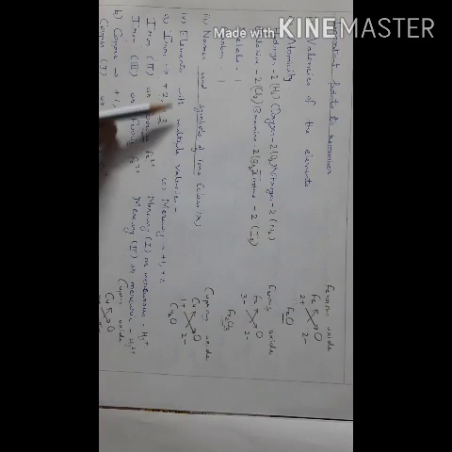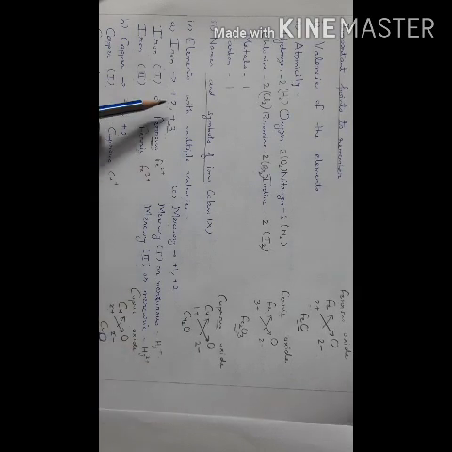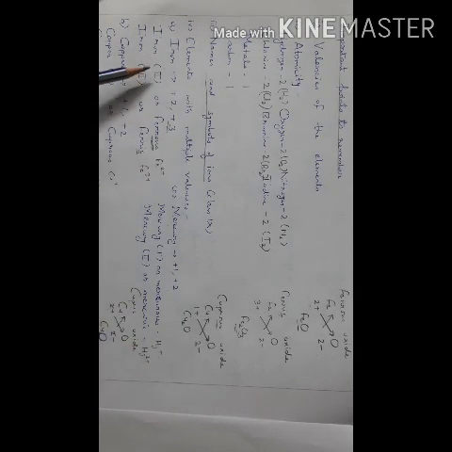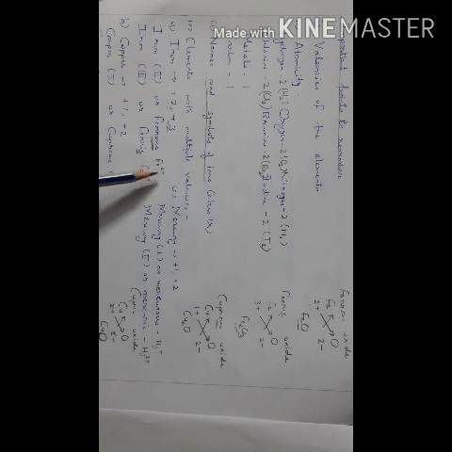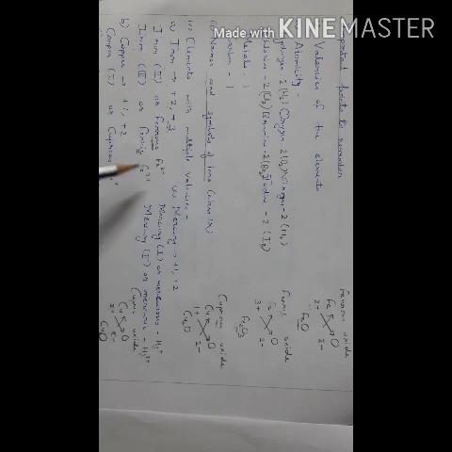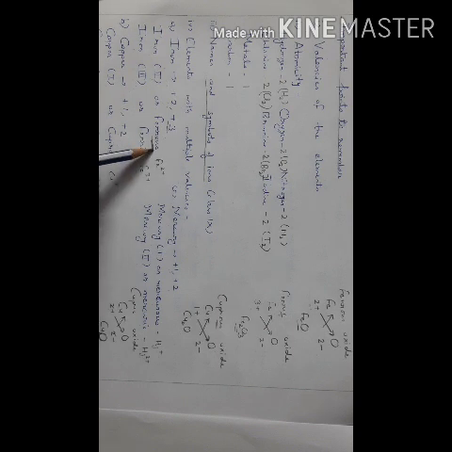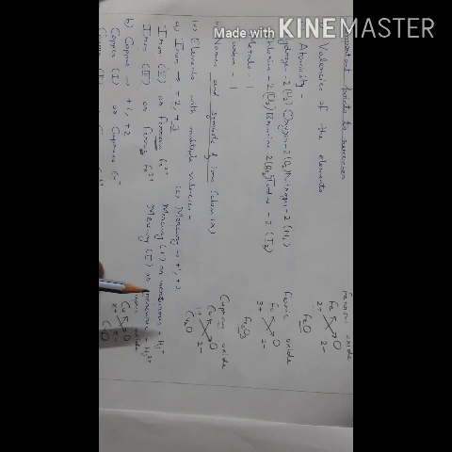There are certain elements which show multiple valencies. For example, iron shows the multiple valencies +2 and +3. When it shows a valency +2, we can write it down as iron 2, Roman numeral 2, or ferrous iron, Fe2+. Similarly, when iron shows a valency +3, it is written as iron with Roman numeral 3 or ferric iron, Fe3+. For the lower valency, we use the term OUS, and for the higher valency, we add IC. Copper also shows two valencies +1 and +2.